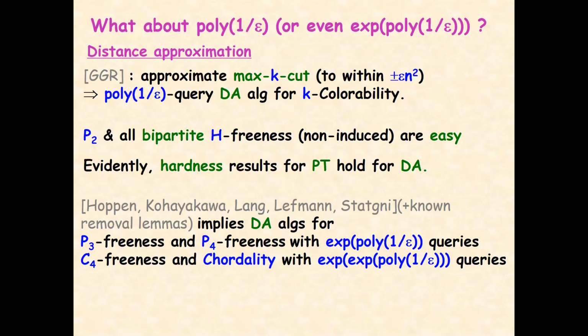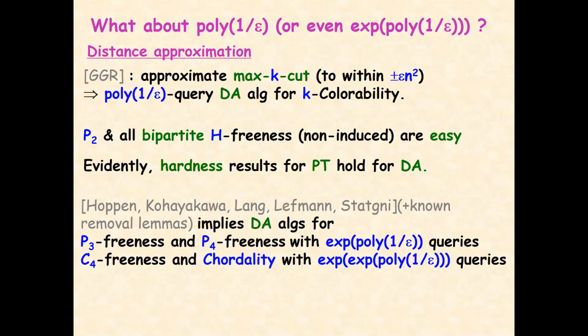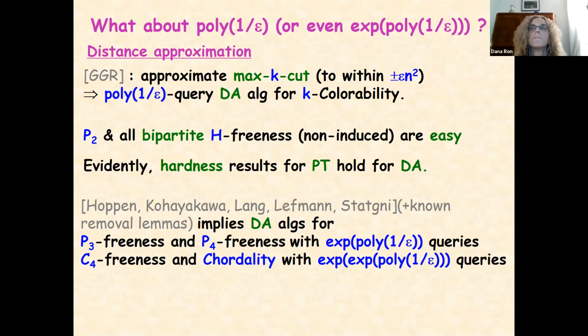Yeah, thanks. Okay. So maybe another question on this topic. Sure. So the distance is normalized by n, right? Right, by n squared. Right. By n squared. Okay. Right. So this is really important because it means it's meaningful for dense graphs.